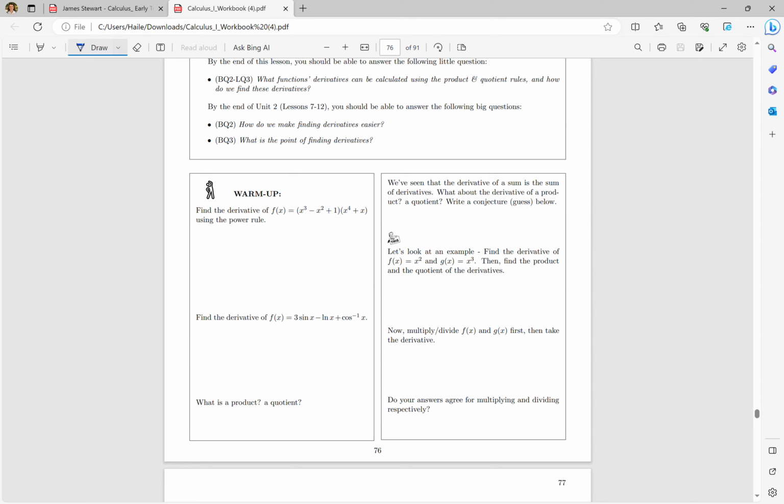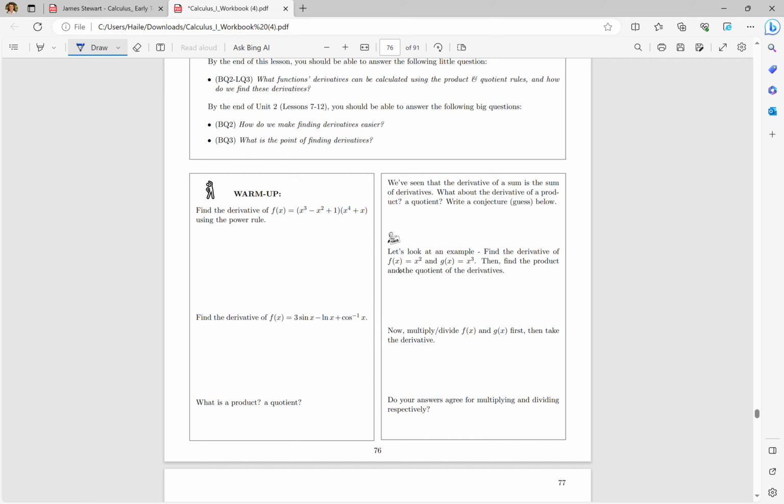Find the derivative of f of x equals x cubed minus x squared plus 1, times x to the fourth plus x, using the power rule. We can't use the power rule as it stands, because notice that we have two functions that are multiplied together. So before we can use the power rule, we need to carry out this multiplication, and then we'll be able to use the power rule.